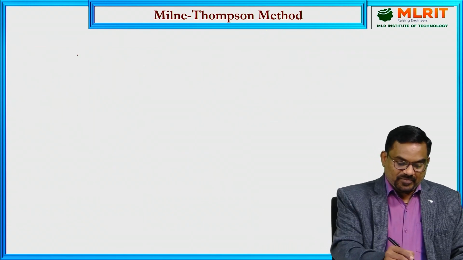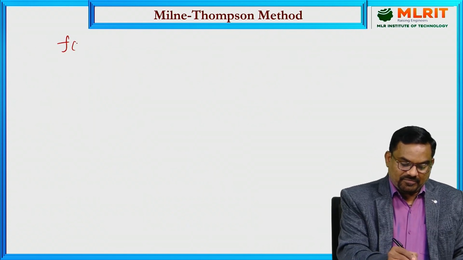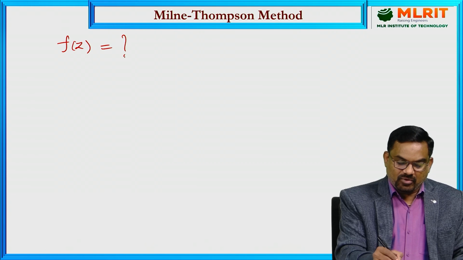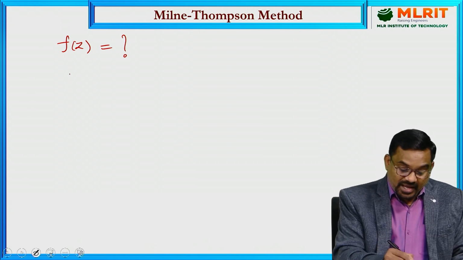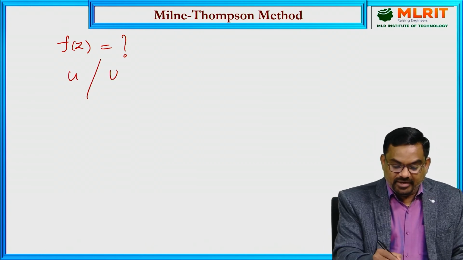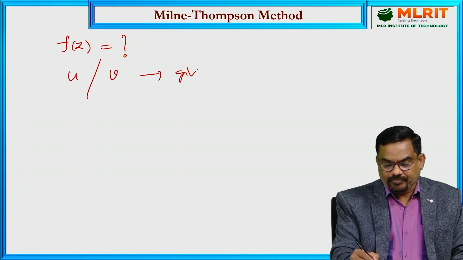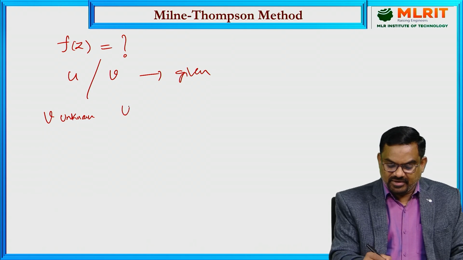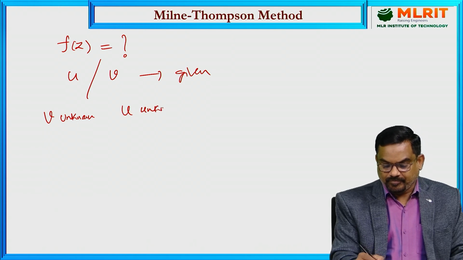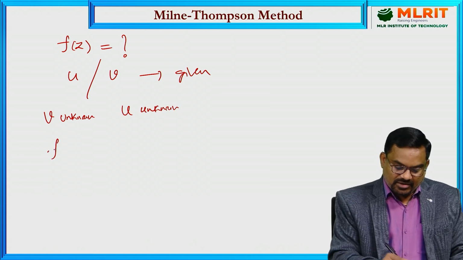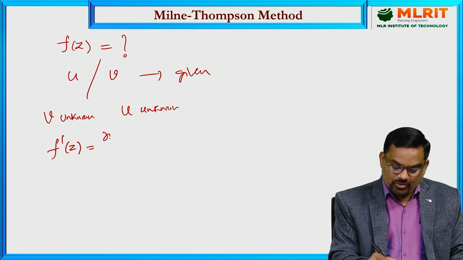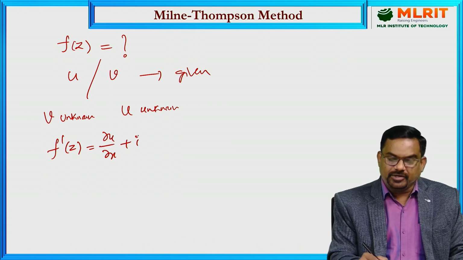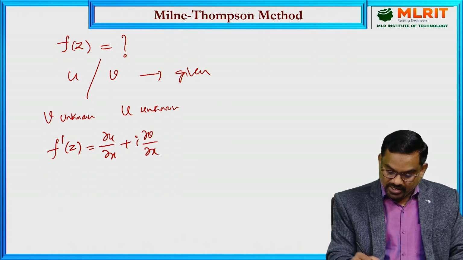So here f of z, we need to calculate. What is f of z? Either u or v will be given. If u is given, v is unknown. If v is given, u is unknown. Then write f dash z as dou u by dou x plus i into dou v by dou x.